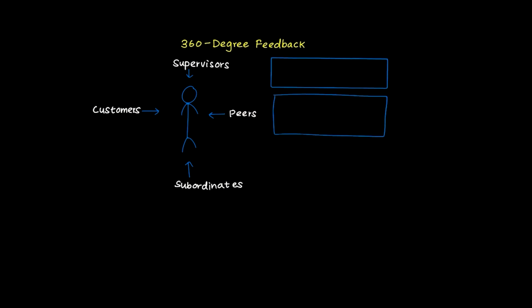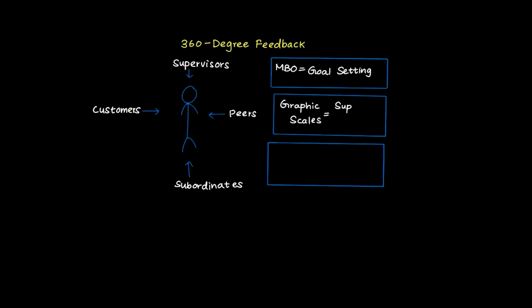360-degree feedback collects performance input from all directions around an employee: supervisors above, peers beside, subordinates below, and sometimes customers or clients. It's called 360 because feedback comes from all angles. Management by objectives is about setting and achieving goals between manager and employee, one direction. Graphic rating scales use numerical ratings from supervisors only. Critical incident method documents specific behavioral events. 360 is the multi-source, all directions approach.